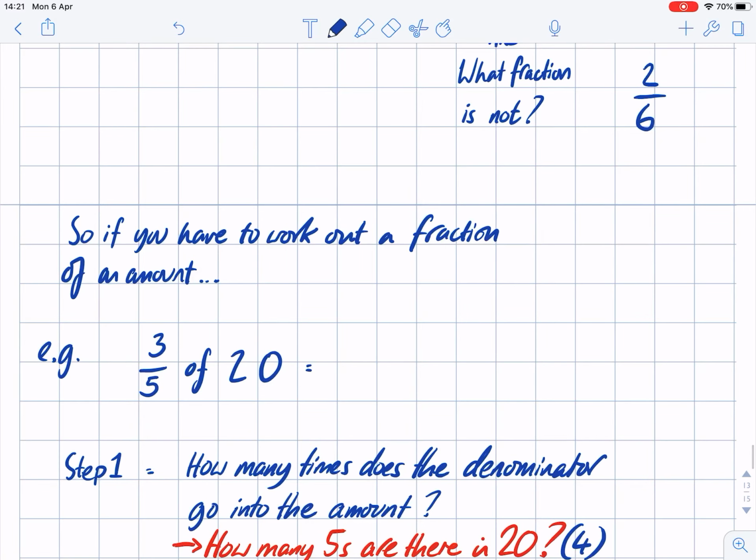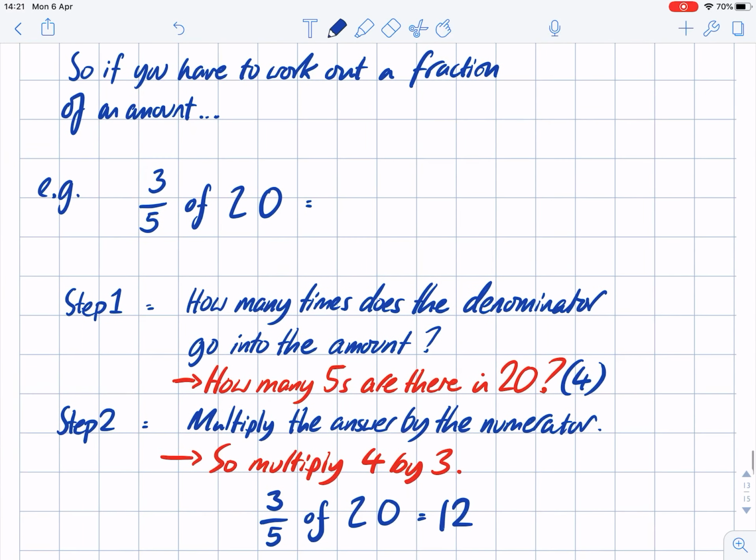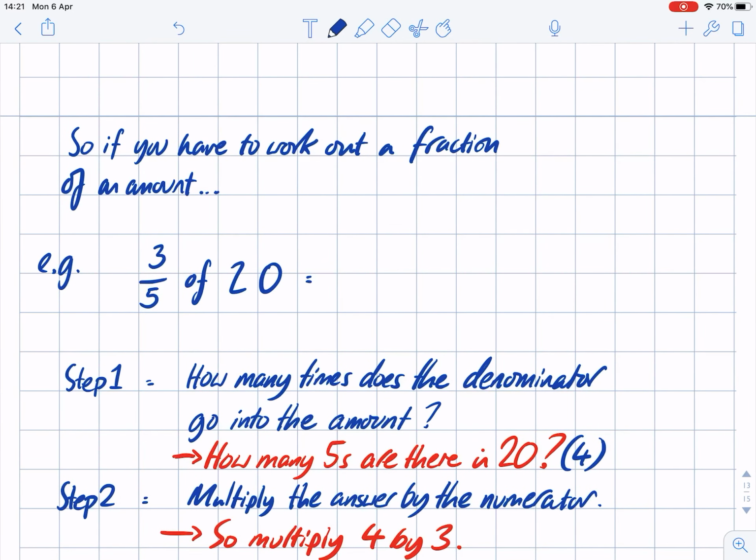So, here we go. Don't scroll. Actually, I'll just do that to hide the answer. So if you have to work out a fraction of an amount, you can see here, I've asked you to work out what is 3/5 of 20. So step 1, how many times does the denominator, this bottom number 5, go into the amount? So how many 5s go into 20? And the answer is 4.